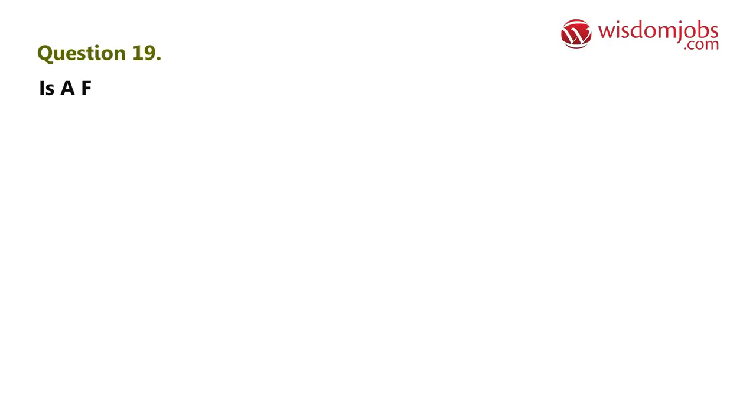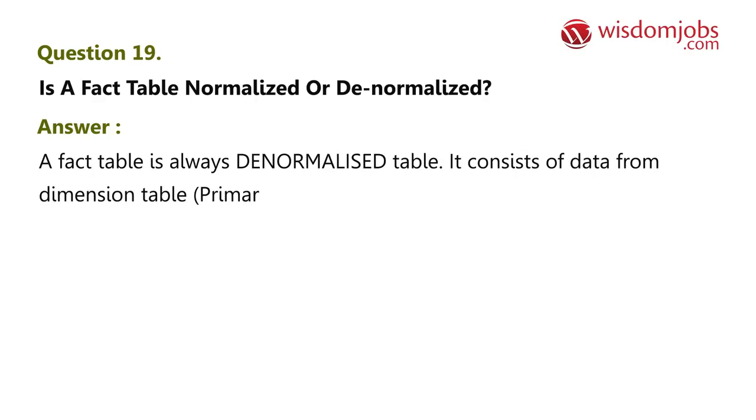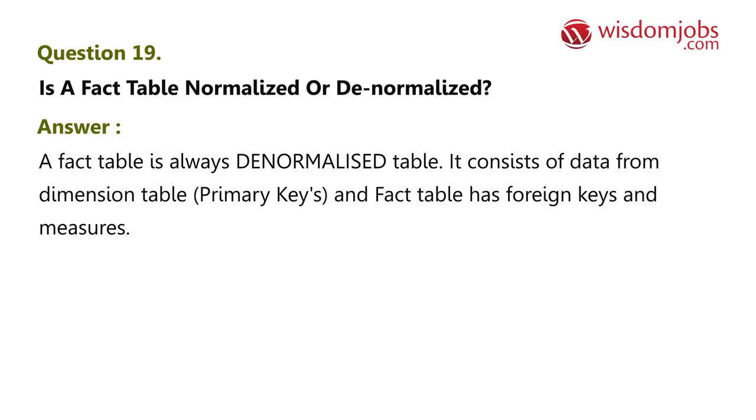Question 19. Is a fact table normalized or denormalized? Answer. A fact table is always a denormalized table. It consists of data from dimension tables, primary keys, and the fact table has foreign keys and measures.